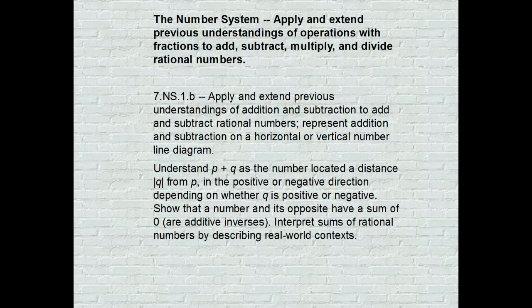7.NS.1.b. This is the 7th grade number system standard 1 with the subpart of B. We are going to continue our talks about integers, and we're going to add integers today using a couple of different rules. I know that we're going to be using the number line to show how to put negative and positive integers together, and I'm also going to teach you a new technique that you might not have learned before.